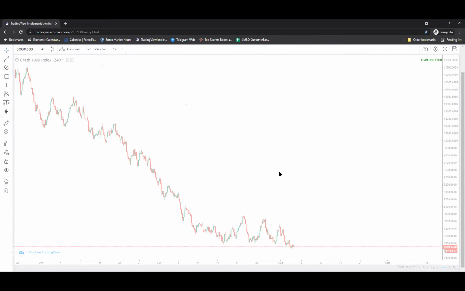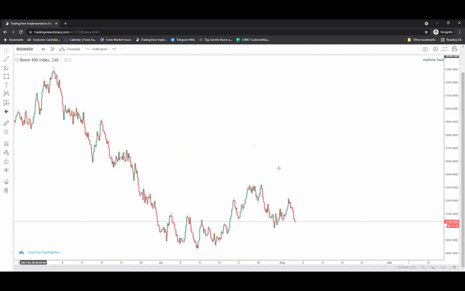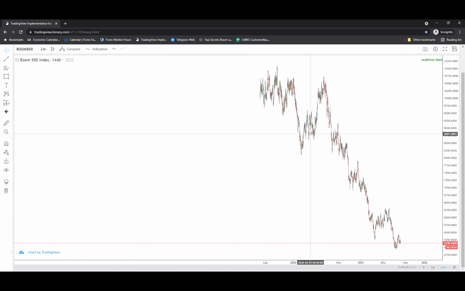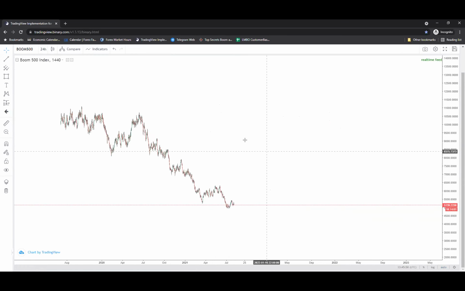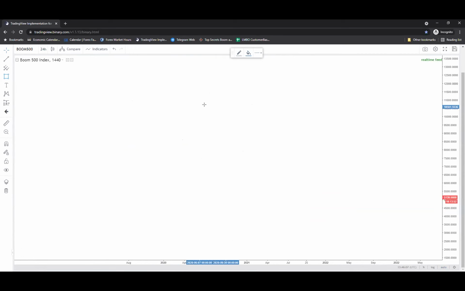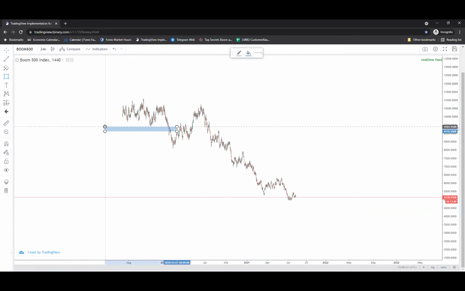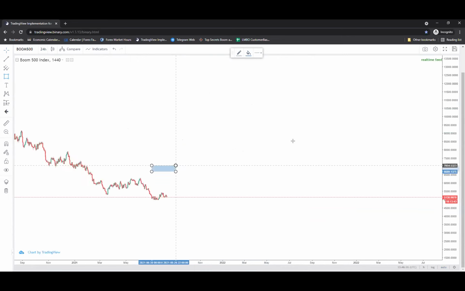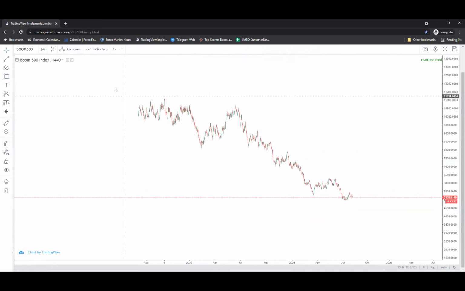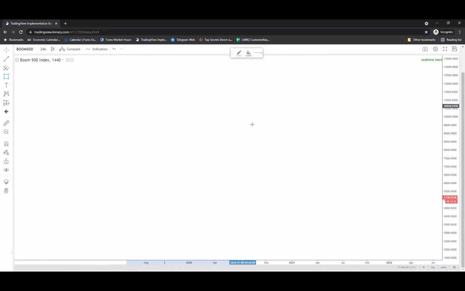Actually, what you are seeing on the Boom 500 is that it has never gone into an uptrend since it started. You would not believe that, but let me show you. Look at that. This is 24 hours. It actually never went into the uptrend. This was the high. Okay, all right, so this is the range. This is the high.